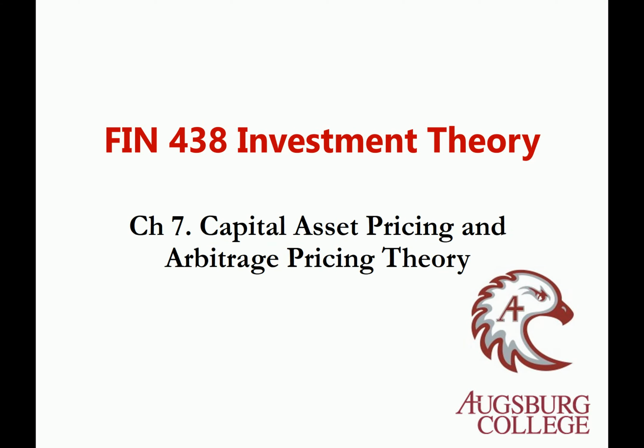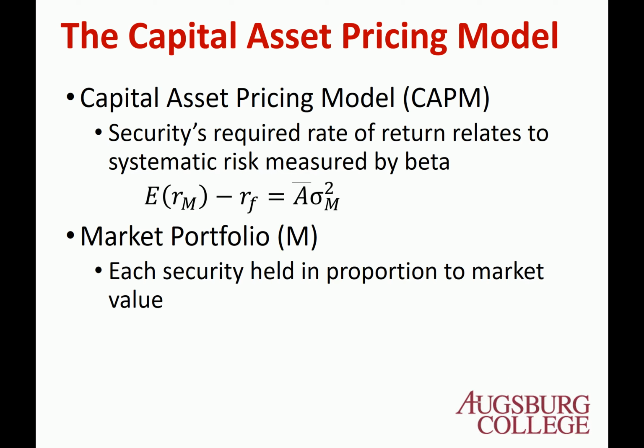Chapter 7, Capital Asset Pricing and Arbitrage Pricing Theory. This chapter is about the asset pricing models in finance. So let's start from the capital asset pricing model, usually just called CAPM. This actually starts from the single index model.